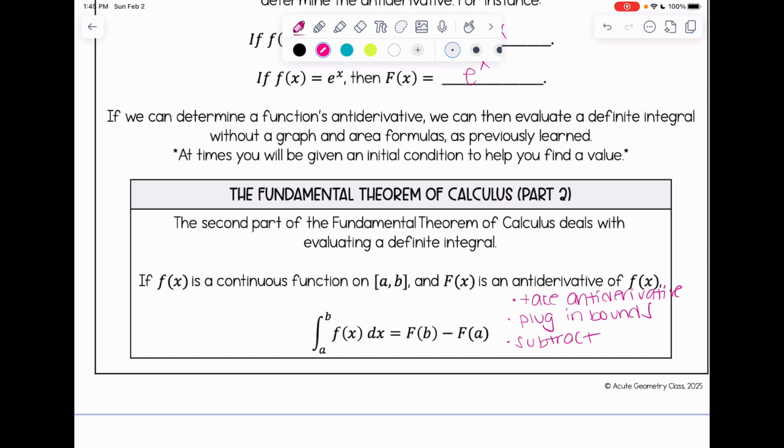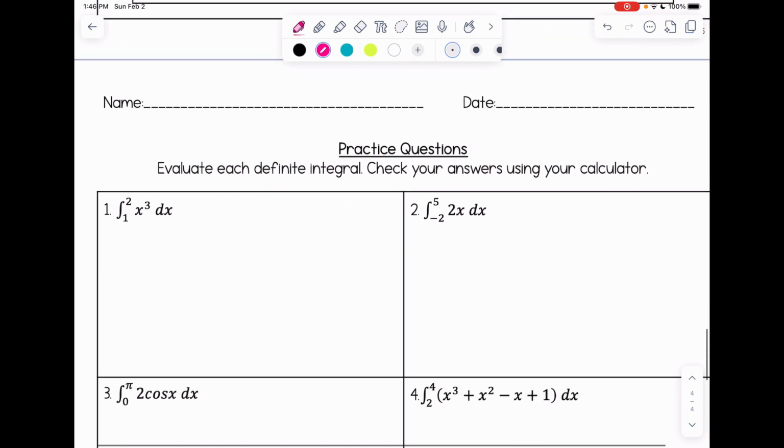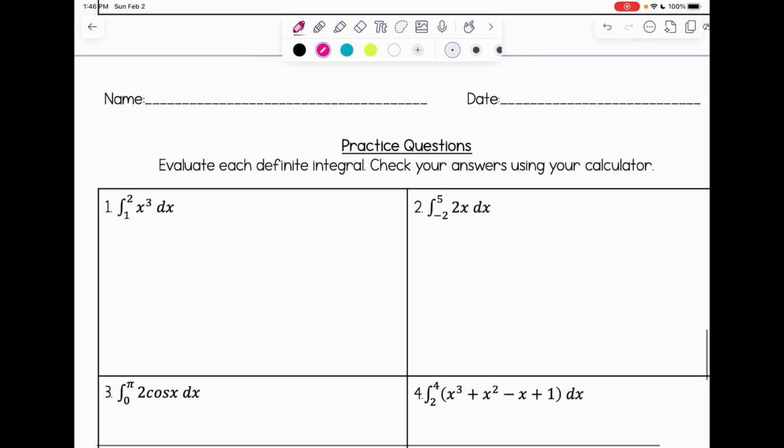All right, let's practice a whole bunch of questions using this idea. So for each, we're going to evaluate the definite integral, and we can also talk about how to check that answer in the calculator. At the end of this video, I'll add on a piece that shows how we could check that.